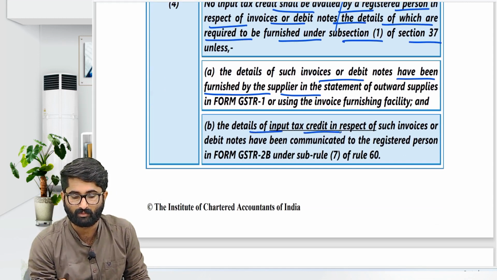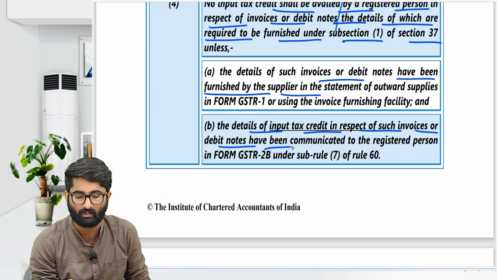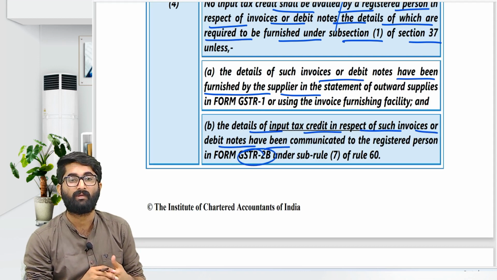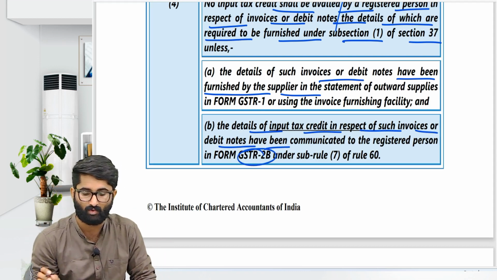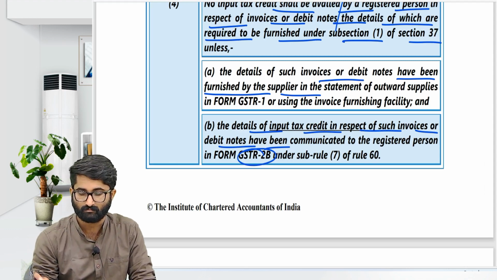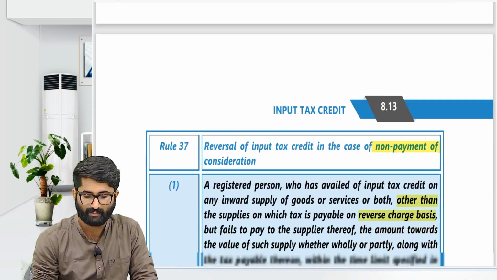The details of input tax credit in respect of such invoices are to be reflected in my 2B. So he has to file GSTR-1 and that has to reflect in my 2B. Only then can I go for ITC. Otherwise I cannot take ITC.